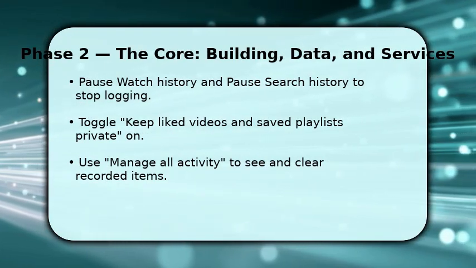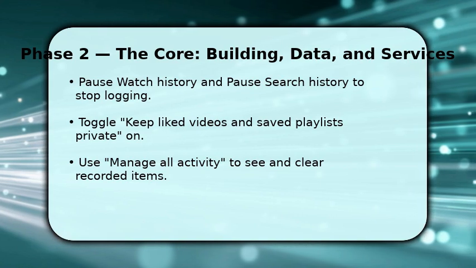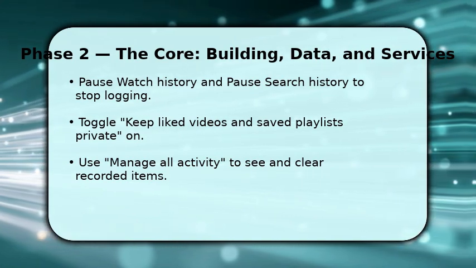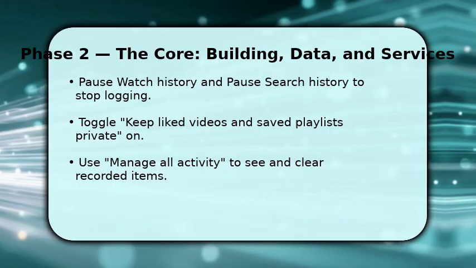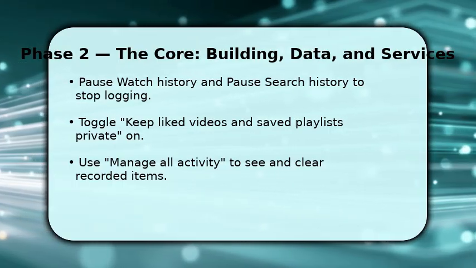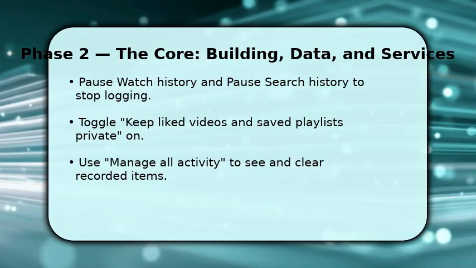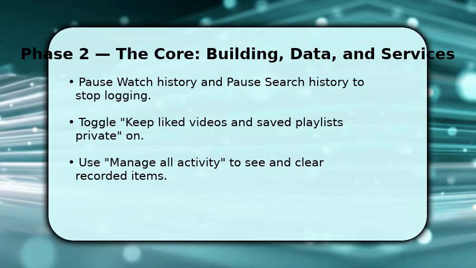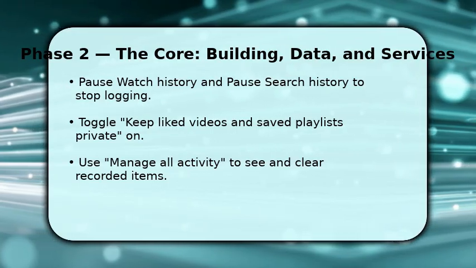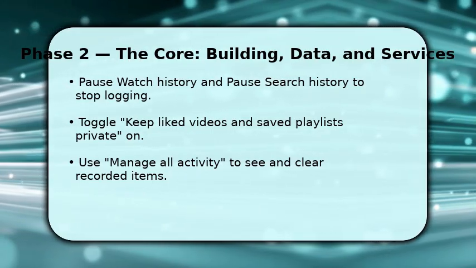Under History and Privacy, pause Watch History and pause Search History to stop future logging. Next, go to Privacy and toggle Keep Liked Videos and Saved Playlists private so others can't view them. If you need to remove past data, choose Manage All Activity, which links to Google Activity Controls. Clear watch and search entries there.